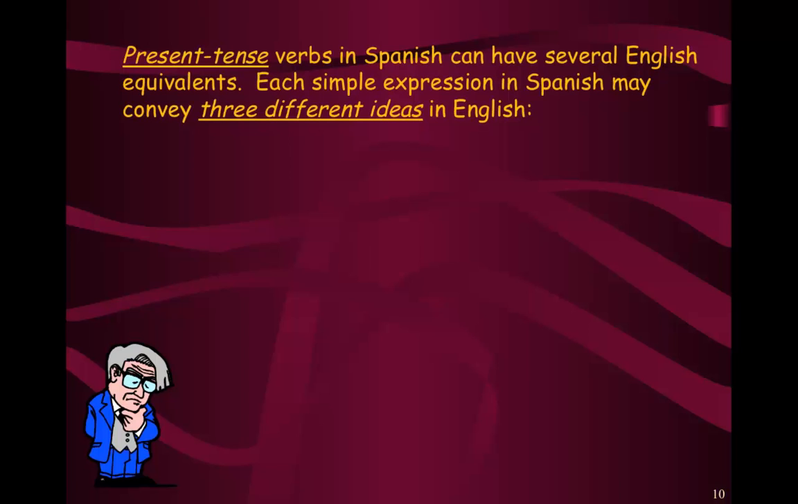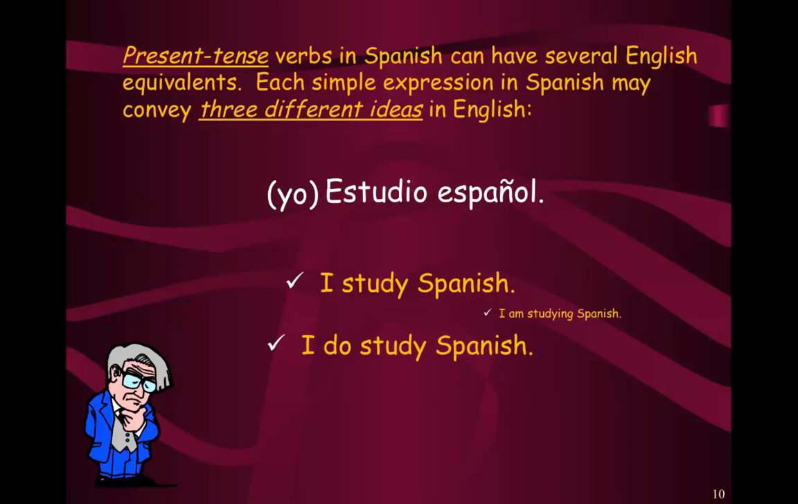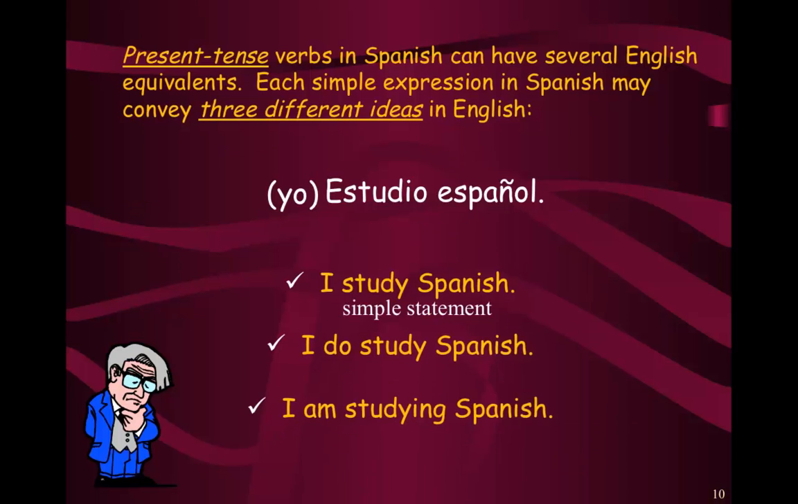Present tense means actions are happening now in the present tense. And so the present tense can be expressed in 3 different ways in English. So, for example, we have this sentence, yo estudio español, which can translate to I study, I do study, or I am studying Spanish. So you have a simple statement, or I do study would be for emphasis, and I am studying would be the action is in progress.